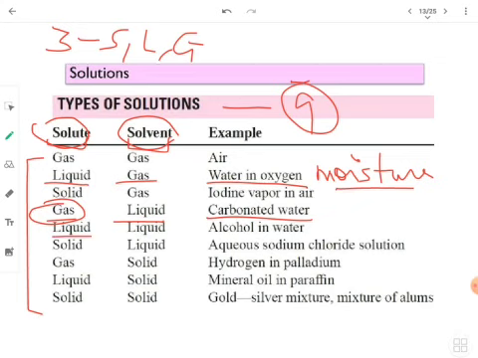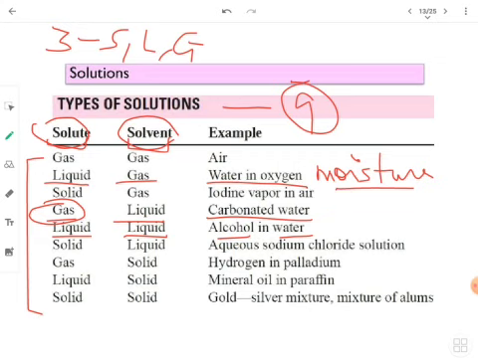Liquid in liquid, if I talk about, you mix any two liquids, for example alcohol and water, right? So that is an example of a true solution, because you can mix alcohol and water in any proportion, it is going to be uniform throughout. So it is an example of this one.